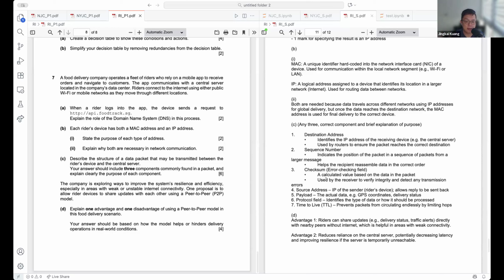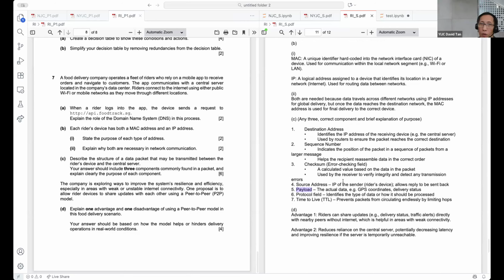There are other things. The next thing that's important is payload. Payload is the content. Be careful. The question asks what can be found in a packet. If they say what can be found in the header of a packet, then payload is not there. Payload can be found in a packet, but payload cannot be found in the header.